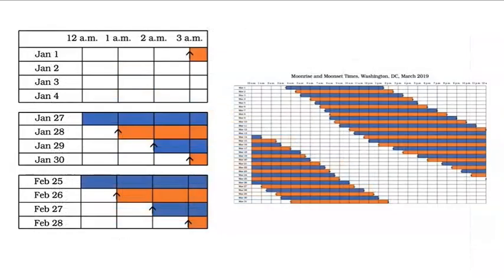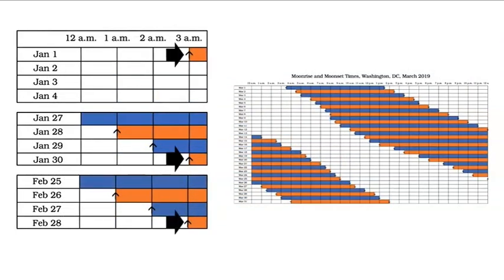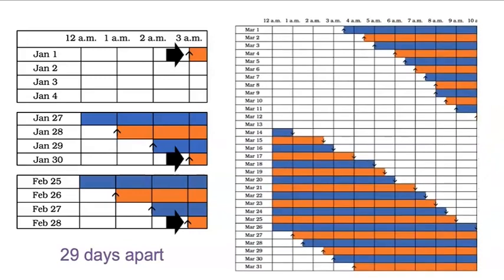So the moon rose at 3 a.m. on January 1st, January 30th, and February 28th. Each of those dates is 29 days apart. Will the pattern continue in March? See if you can find a 3 a.m. moonrise in the March dataset.